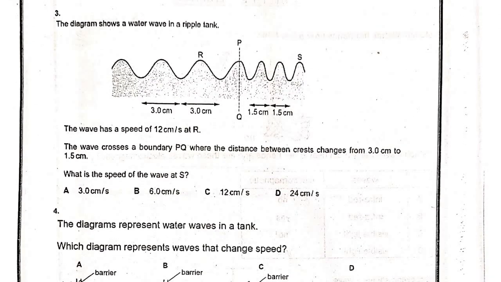Now let's see question number 3. The diagram shows water waves in a ripple tank, and we have an obstacle PQ, and as we can see in the diagram the wavelength of the wave has shrunk after passing this boundary PQ. This means that there is a process known as refraction, during which the wavelength and the speed of the wave change. So the speed of the wave at point R is 12 centimeters per second. So in this part of the wave, the velocity is 12 centimeters per second.